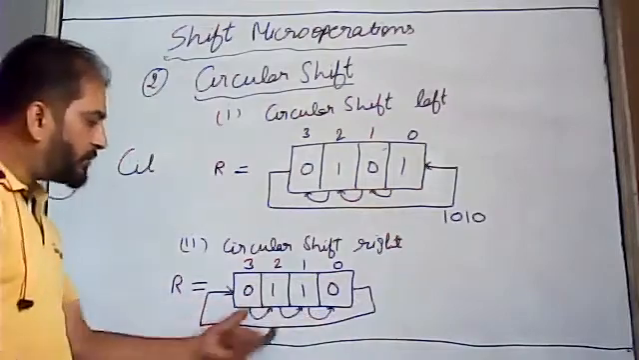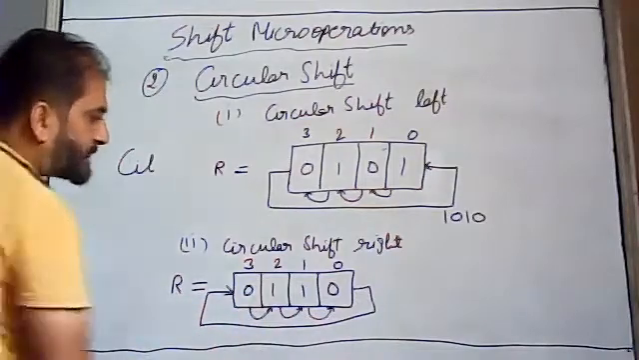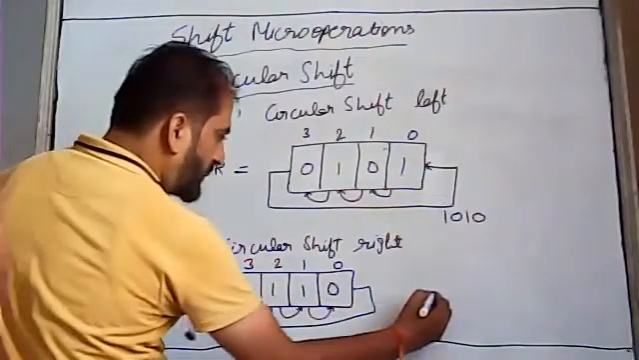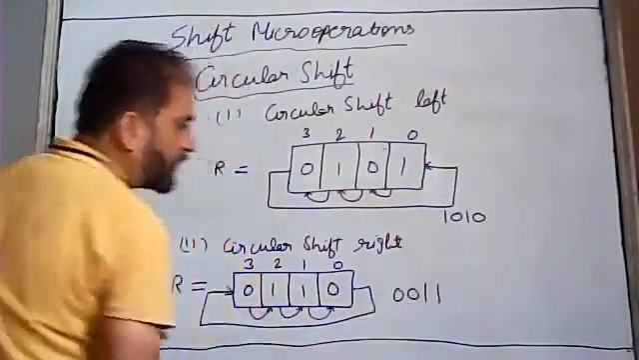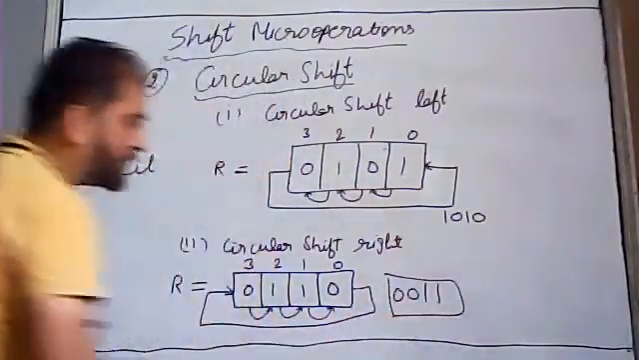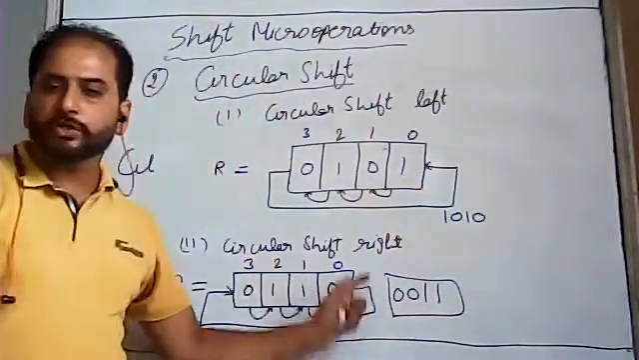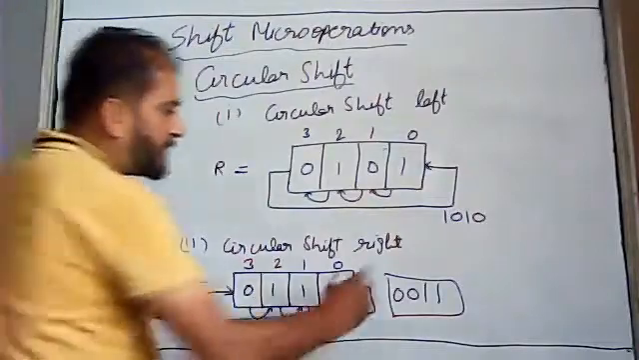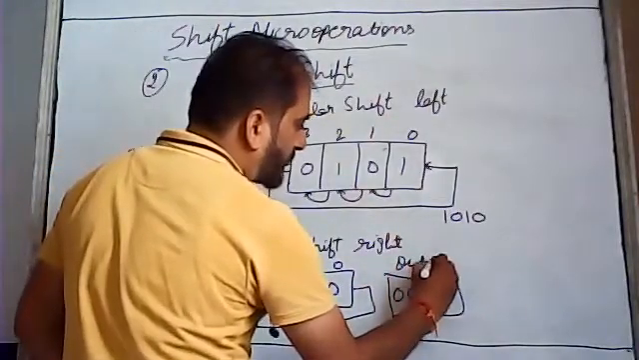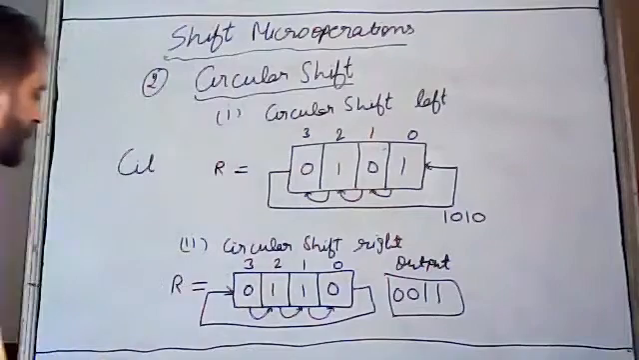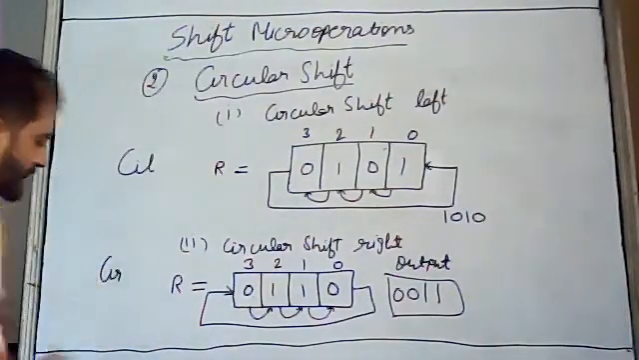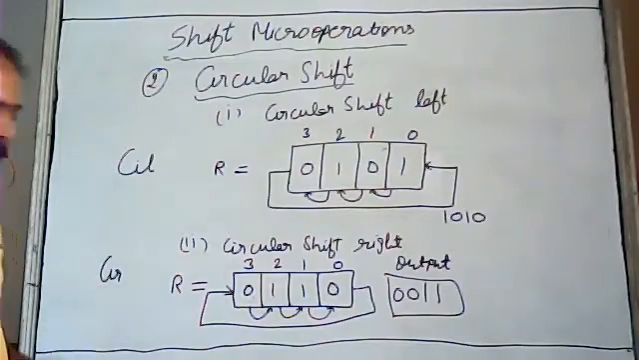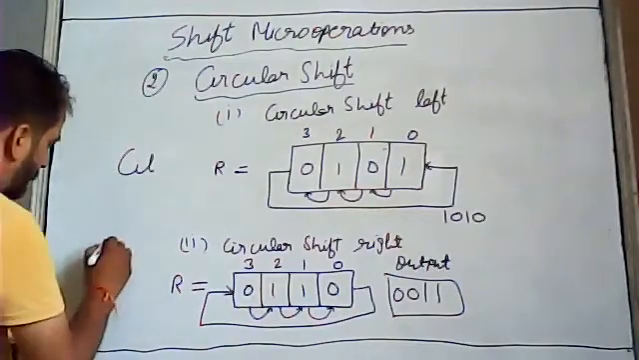So what will be the output of this? The output is 1, 0, 0, 1. This is the output of the circular shift right. The symbol for circular shift right is CIR.